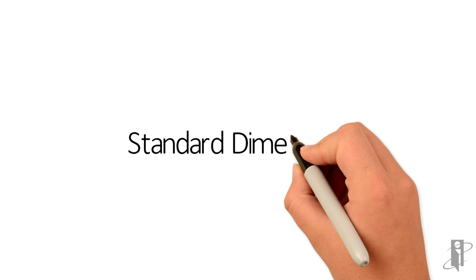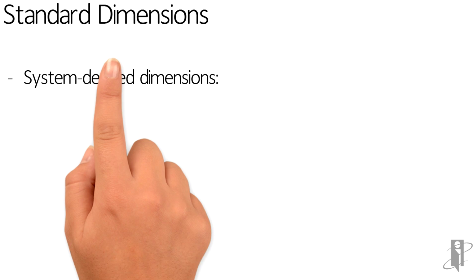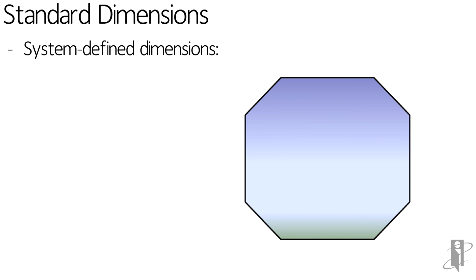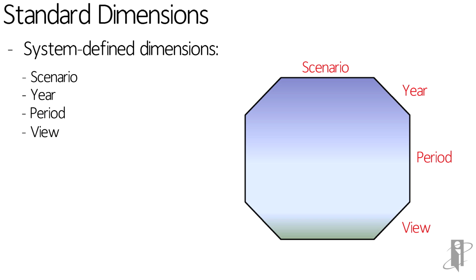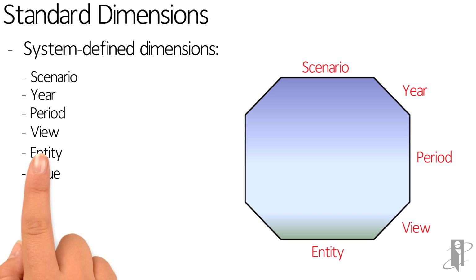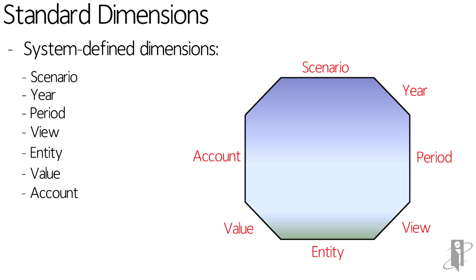The financial close is HFM's target audience. Therefore, it is delivered with standard dimensions that facilitate the close cycle. What the administrator sees on the surface is these 8 dimensions, and it allows the administrator to quickly build an application to support the financial close. What the administrator does not see is the code that is delivered with the product to support the communication of these dimensions and the facilitation of a consolidation of data, translation of data, and intercompany eliminations.